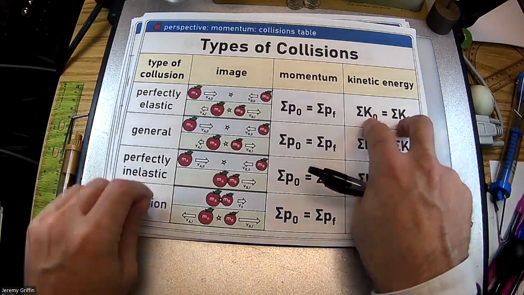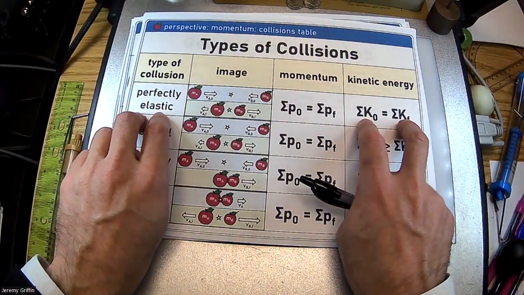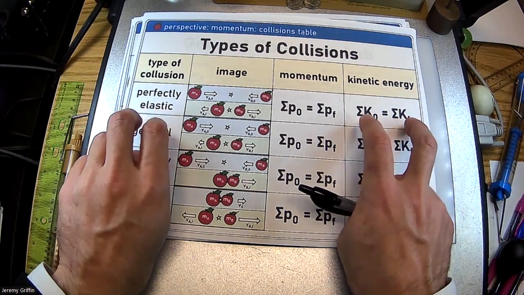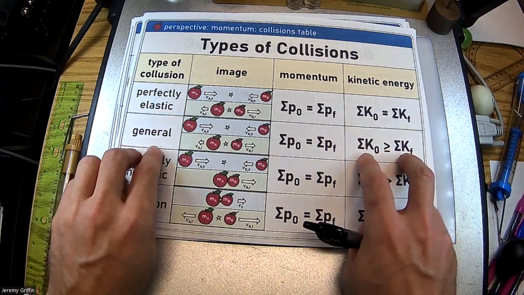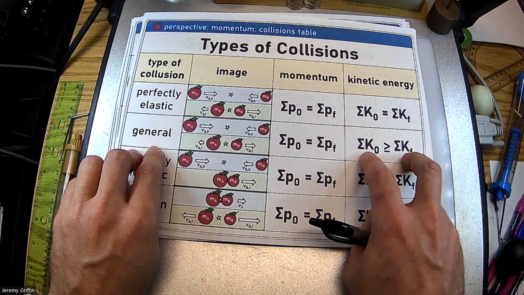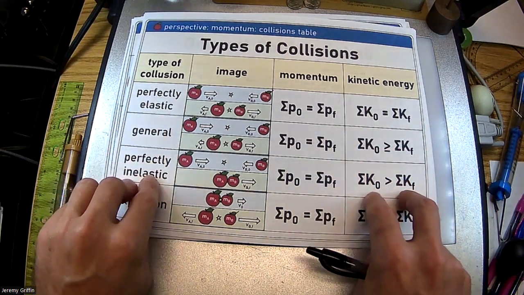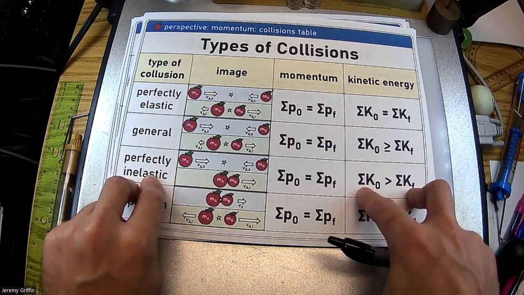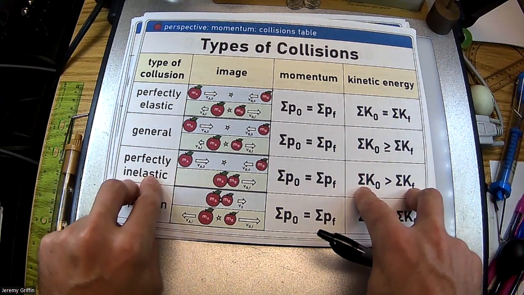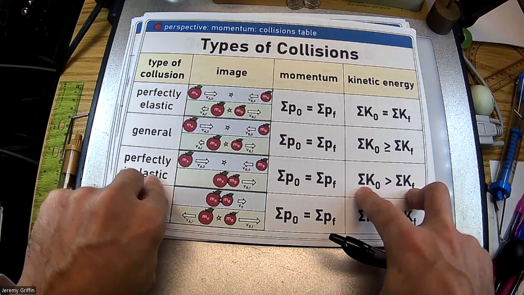But what happens to kinetic energy? Keep your eye on that. Well, perfectly bouncy, it's also conserved, but that's the only one that's going to be the case, right? In general, kinetic energy will decrease. If it does stay the same, then we're just back to perfectly bouncy again, right? Perfectly inelastic, the kinetic energy always goes down. And if you have to explain why, be ready to pull out a phrase like permanent deformation.